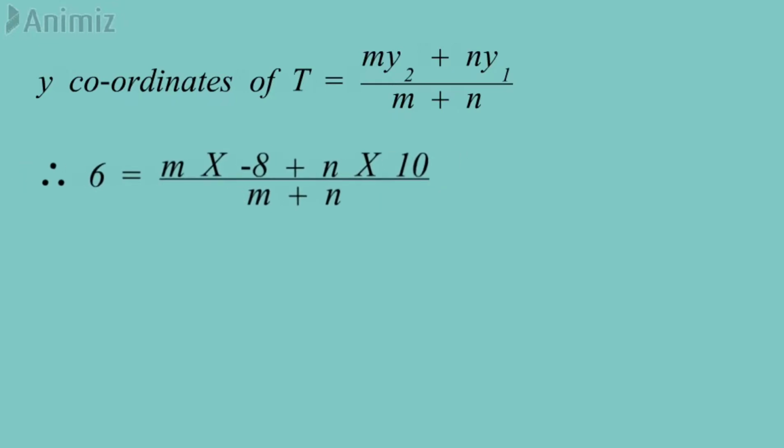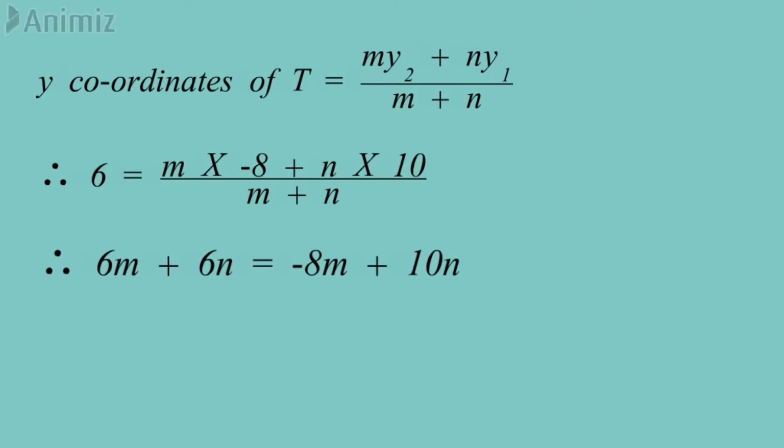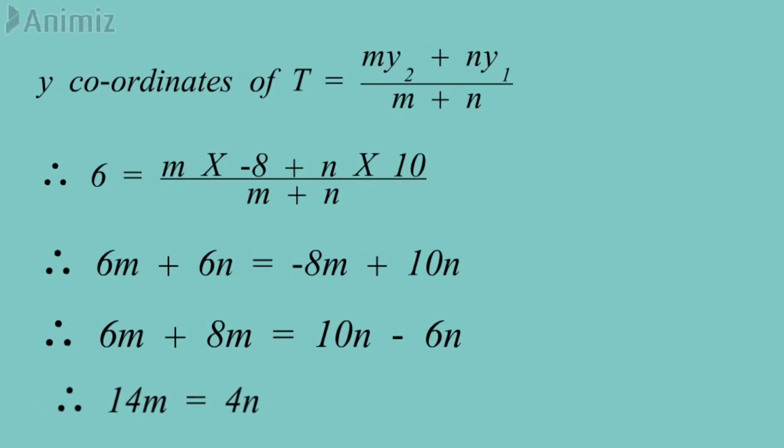Now substitute the value, you will get 6 equal to m into -8 plus n into 10 upon m plus n. Now multiply m plus n with the 6. You will get 6m plus 6n equal to -8m plus 10n. Now transfer m on the left hand side and n on the right hand side. After transferring, you will get 6m plus 8m equal to 10n minus 6n, which is equal to 14m equal to 4n. Now transfer n left hand side, 14 on the right hand side.